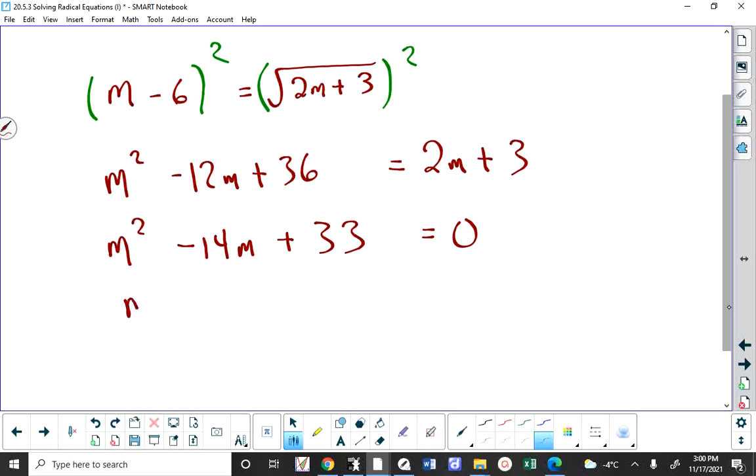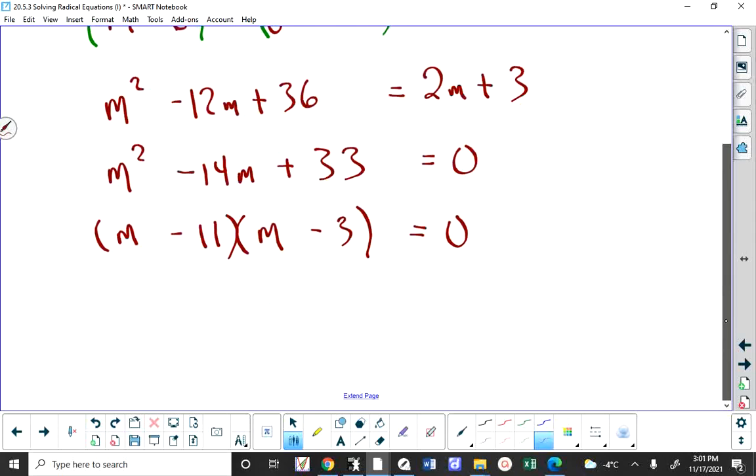So m is equal to negative 11. Whoops, my mistake. No. Don't jump the gun yet. I'm talking to myself when I say that. It factors into m minus 11, m minus 3, which means the two solutions are supposedly 11 and 3.